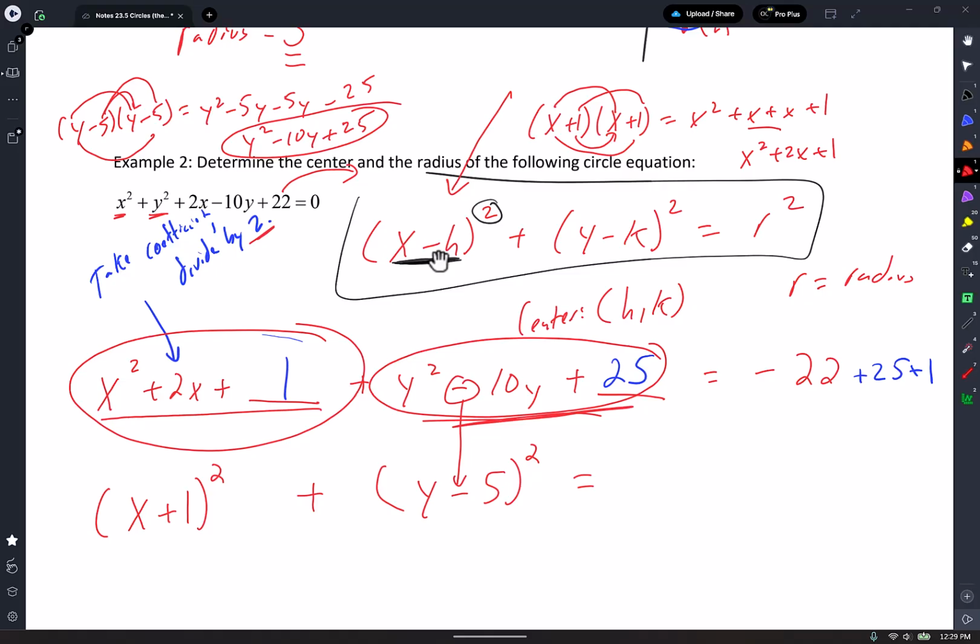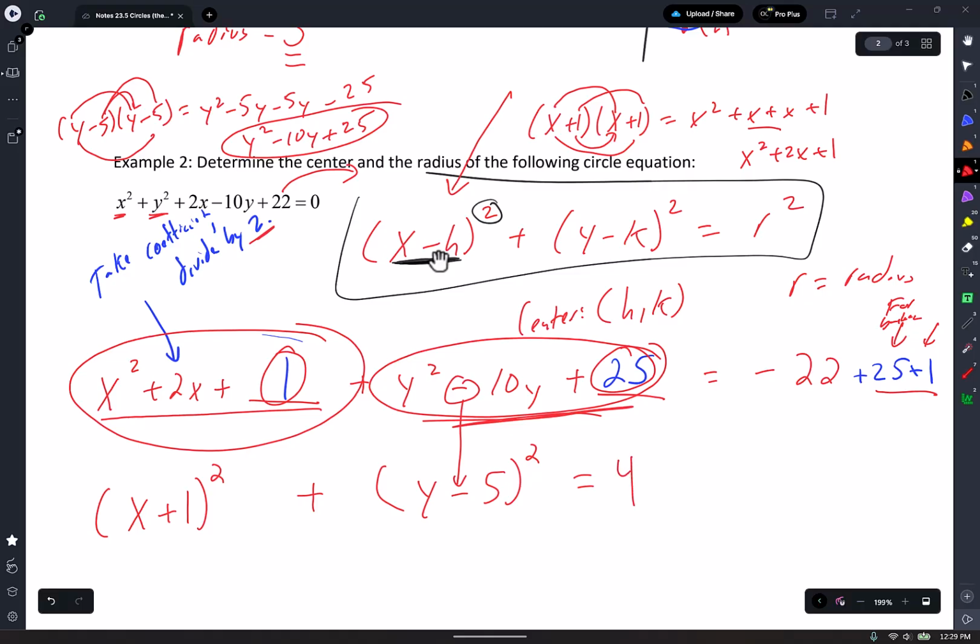Whatever you do to one side, you have to do to the other. So this plus 25 and that plus 1 is for balance, because that's what we added. We added that 1 and we added that 25. Does that make sense? Okay. 25 plus 1 is 26. The difference between 22 and 26 is 4. The 26 is bigger, so it's going to be a positive 4. Are we okay? All right, we got it.